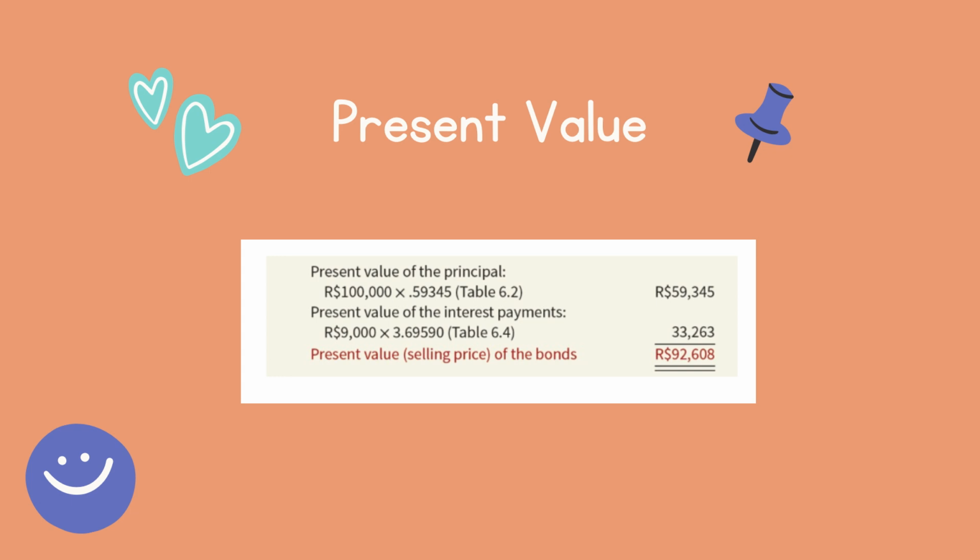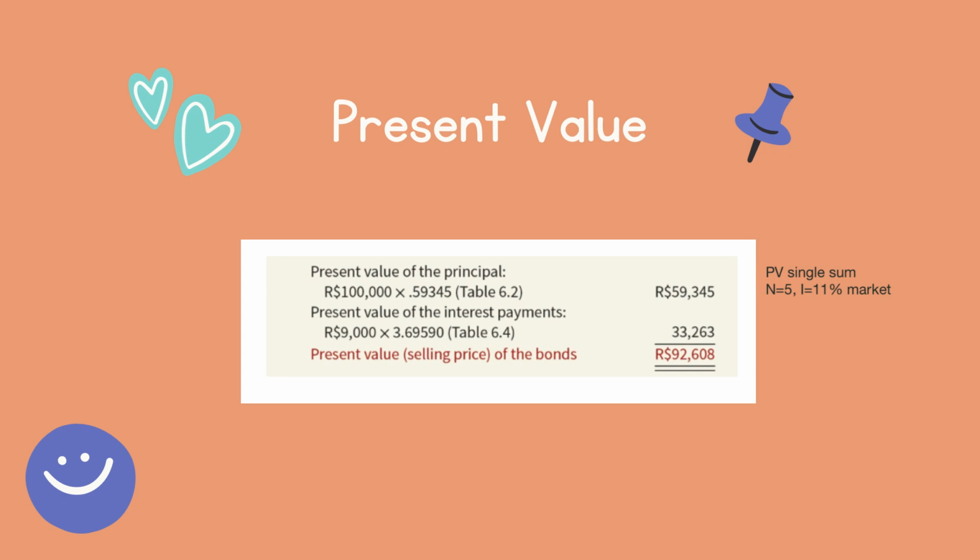Okay? So we're gonna go to the table and look for the factor. It's gonna be 0.59345. So we're gonna multiply it with 100,000. We're gonna get 59,345. Okay, and now we need to compute the present value of the payment that we're gonna pay 5 times. The 9,000, I'm gonna pay it 5 times.